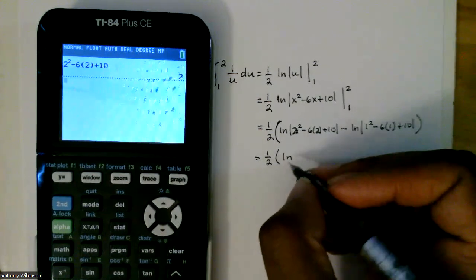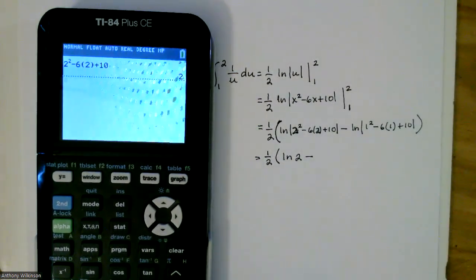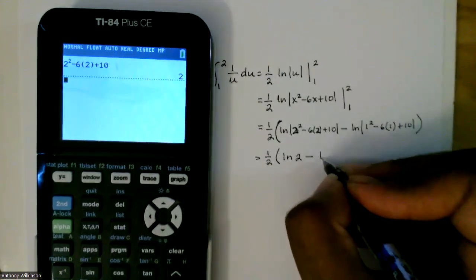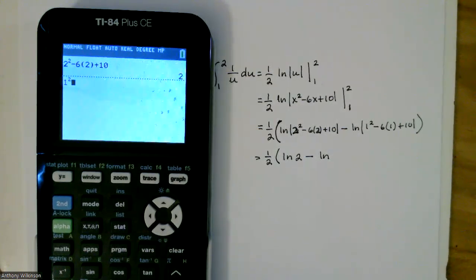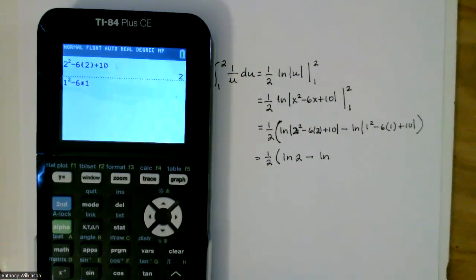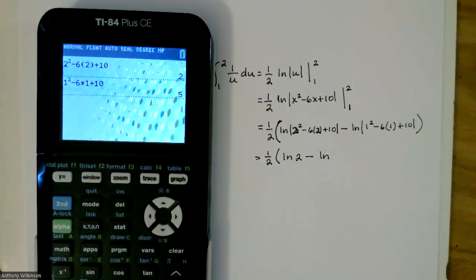That would be ln of 2. Minus, and I know I'm going to have ln here, so let's do 1 squared minus 6 times 1 plus 10. That's going to be 5.